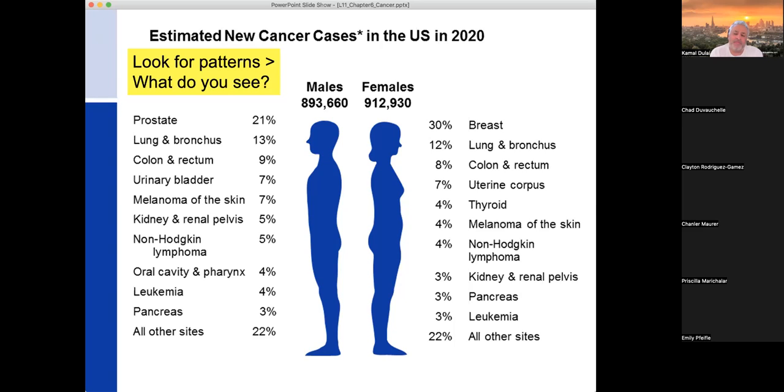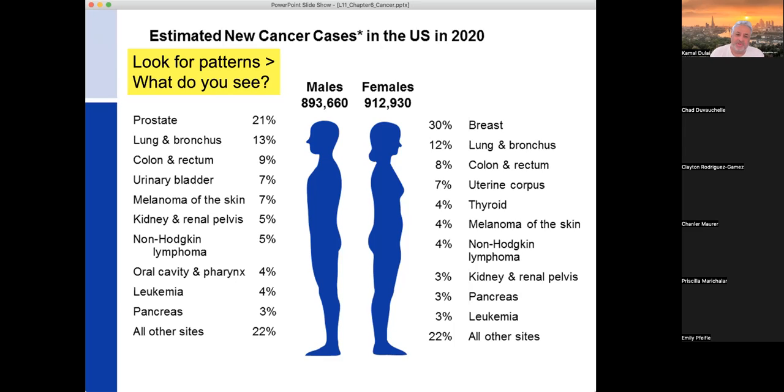But then look at the sexual differences, right? Men have certain organs that females don't have, and vice versa. Males have a prostate and females have larger breasts, right? Females also have uterine tissue. Males have testicular tissue. So those differences aside, there are many areas that have similar levels of cancer.